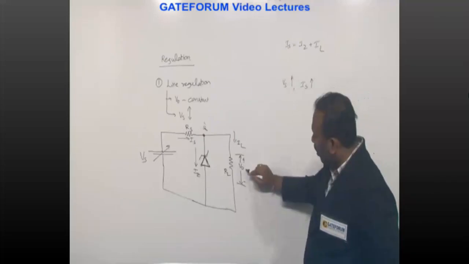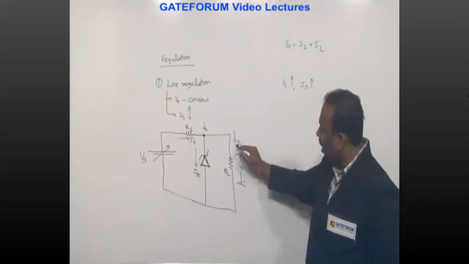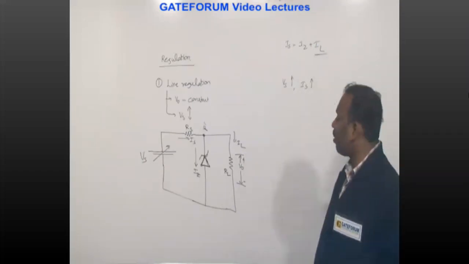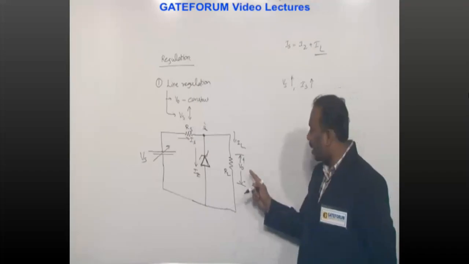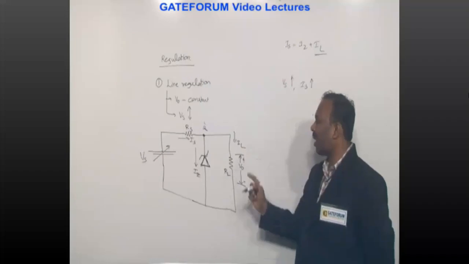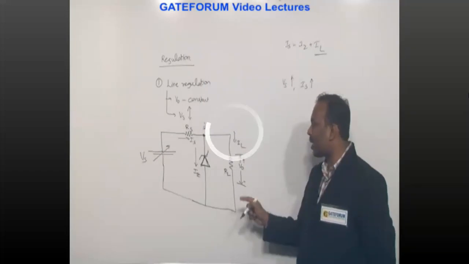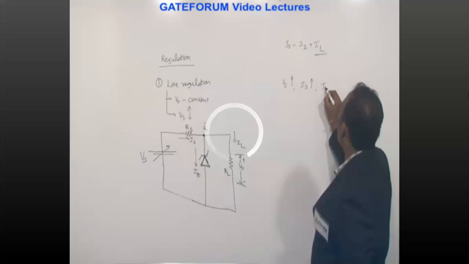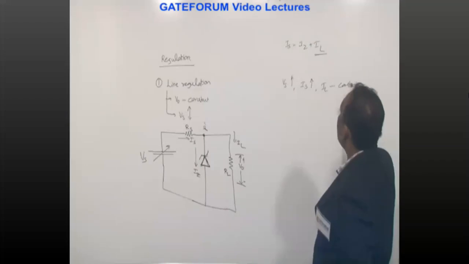Now the output voltage has to be constant. V0 equals IL into RL. RL is constant. That means IL has to be maintained constant in order to have a constant output voltage. If IL is constant, then V0 will remain constant. That means IL has to be constant.